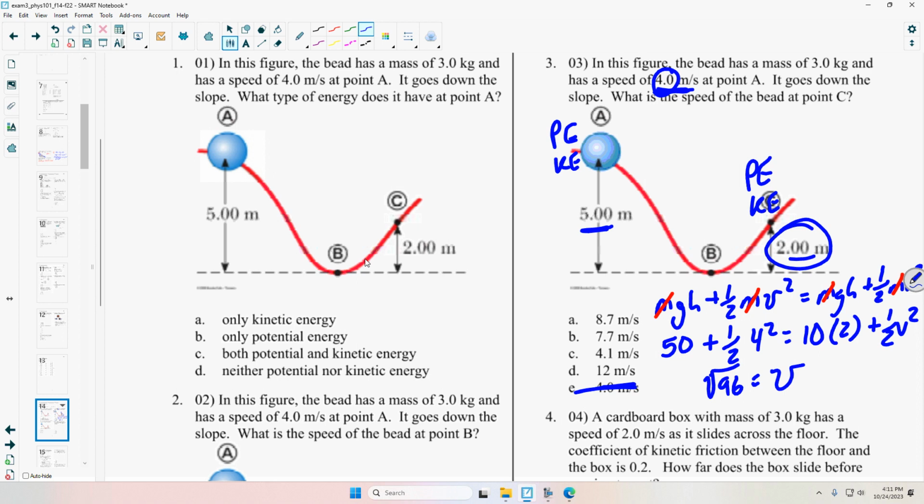Is that right? Did I do that right? Square root of 76. 50 plus 8, 58. Oh yeah, 76. Thank you. Sorry, I shouldn't try to do math in my head, right? Y'all be careful too. Don't make those same mistakes.